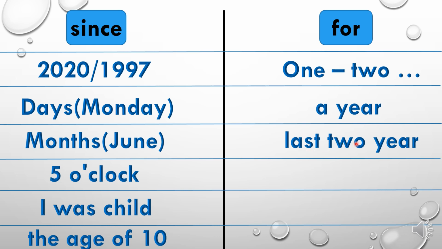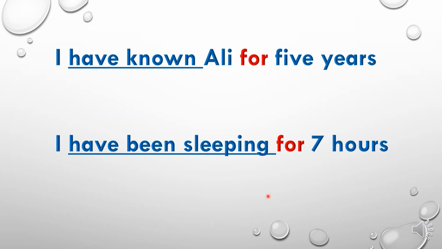For last 2 years هنا برضو عندي رقم، ممكن 3 4 5 whatever. For 5 hours منذ 5 ساعات. For an hour ساعة واحدة. Look here, we have here 2 sentences. The first one in the present perfect في المضارع التام, and the second in the present perfect continuous. الأولى I have known Ali for 5 years وعندي for. الثانية I have been sleeping for 7 hours.